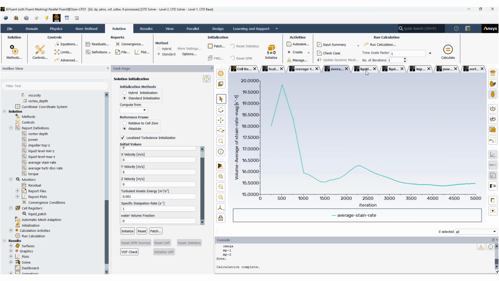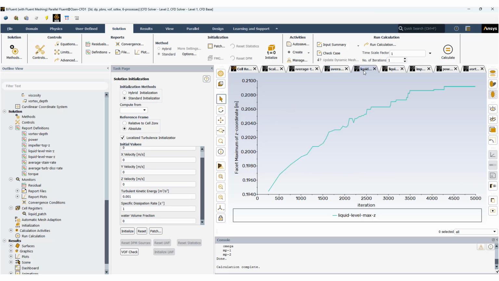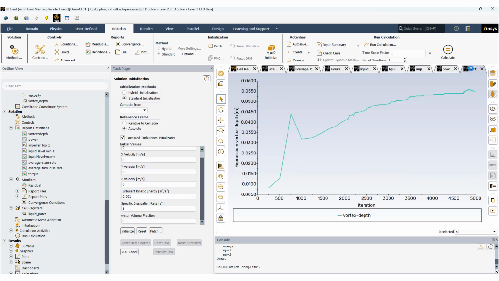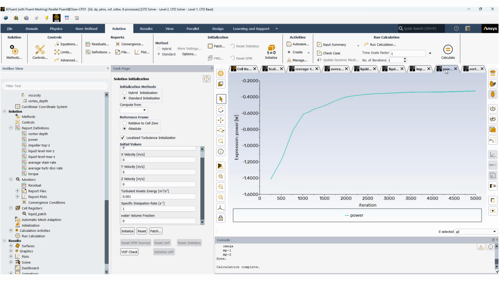The dissipation rate and strain rate seem to be stabilized. The liquid level maximum seems to be stabilized. The liquid level minimum seems to be stabilized, which means that the vortex height, which is this one, seems to be stabilized, even though it's not exactly so, but I think it's giving us a good indication. Similarly, the power seems to be so.